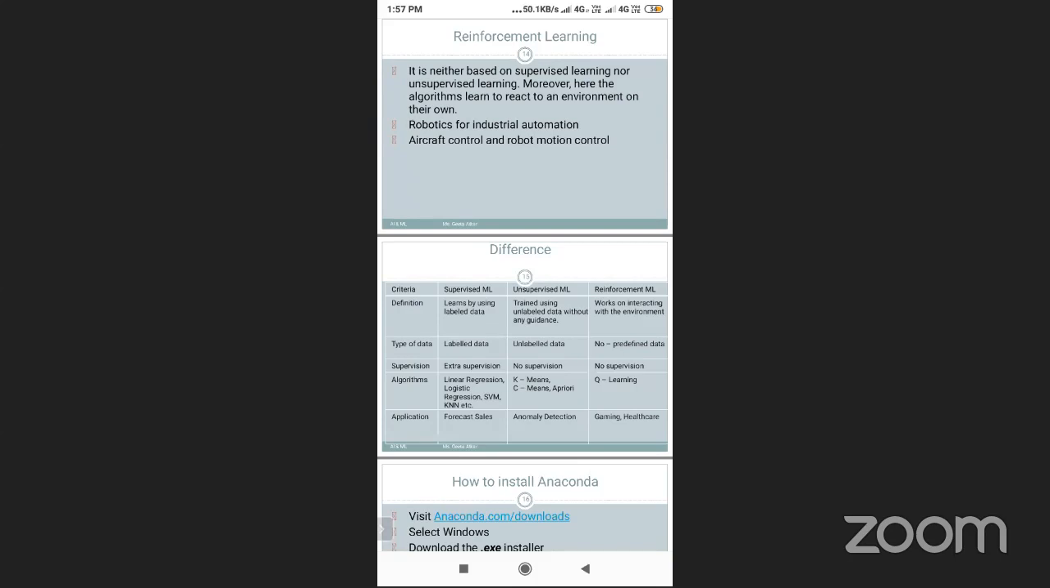And reinforcement means online gaming, which students and children nowadays are playing, like Need for Speed. All those games are nothing but examples of reinforcement learning. And in most healthcare systems now, reinforcement learning is working. So these are the main basic differences between these three basic categories of machine learning.